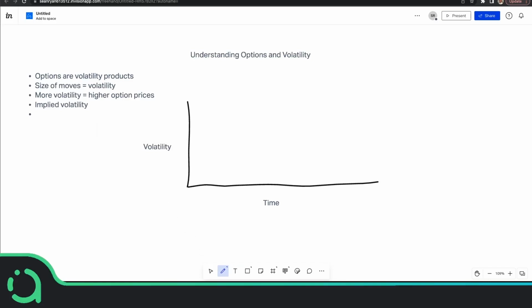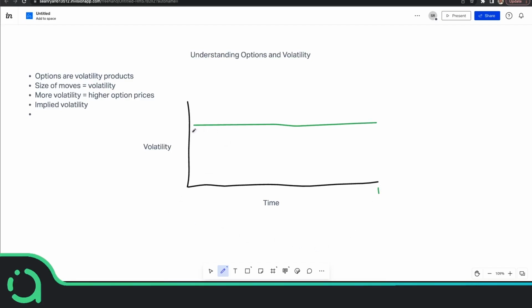Now remember, the market, just like us, is looking ahead in time and saying, how much do we think a stock is going to move? The more the market thinks the stock will move, the more expensive the options will be. Let's say that this right here is the level of volatility the market is expecting for the future. And let's say right here is when the option expires.